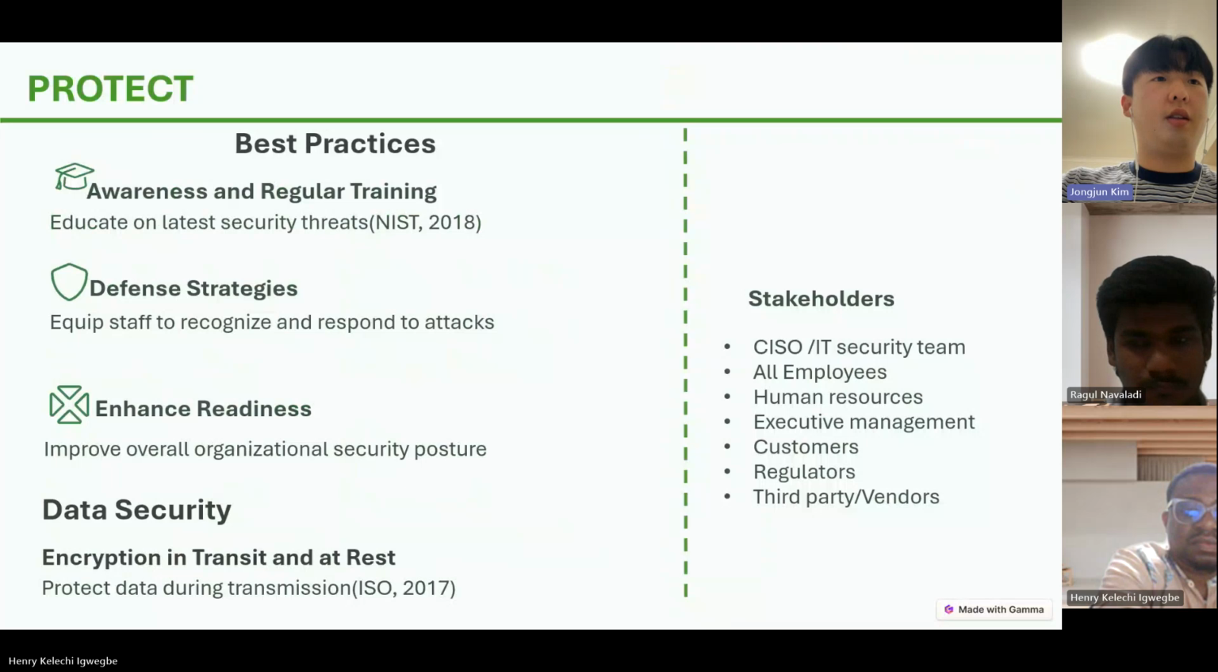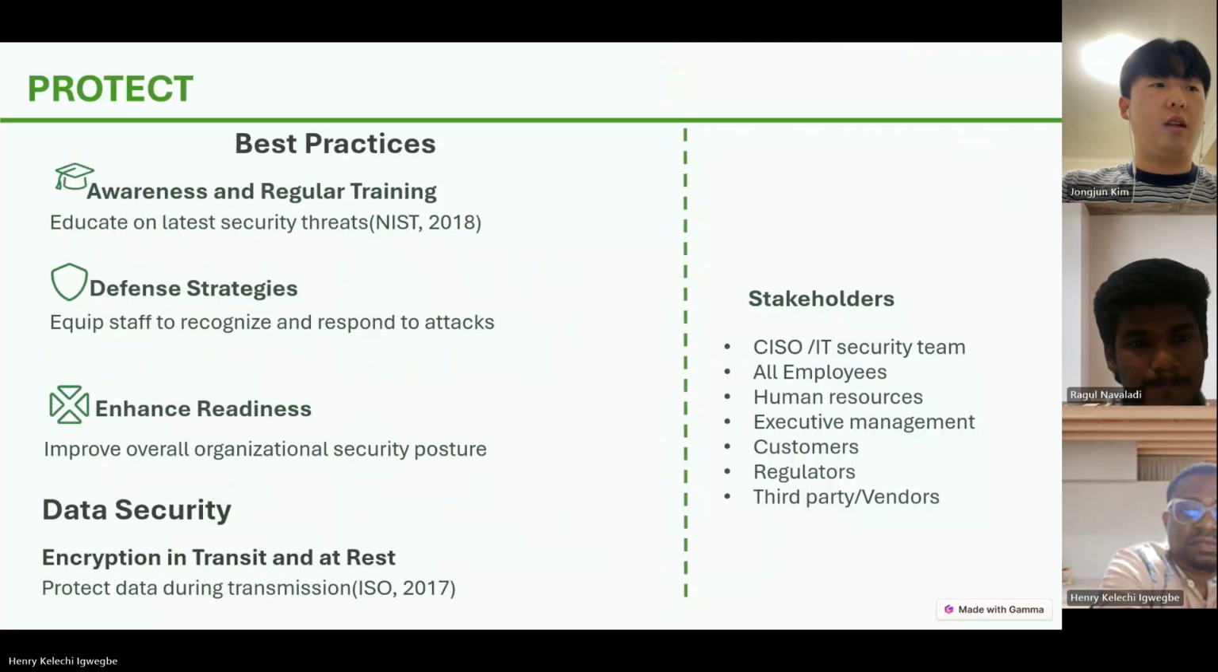For instance, the IT security team ensures system controls are implemented, while employees must follow security policies and participate in regular training. Vendors and third parties should adhere to security standards, and regulators ensure compliance with legal and industry specific requirements. By coordinating efforts across these stakeholders, organizations can effectively implement protect measures and enhance overall cybersecurity resilience.